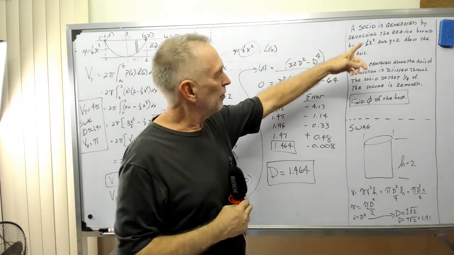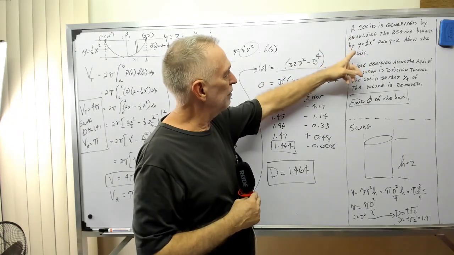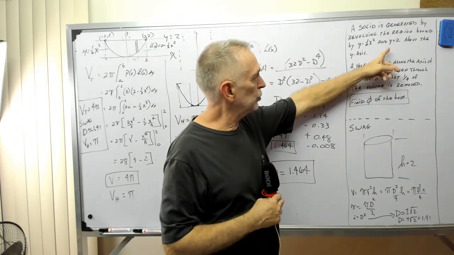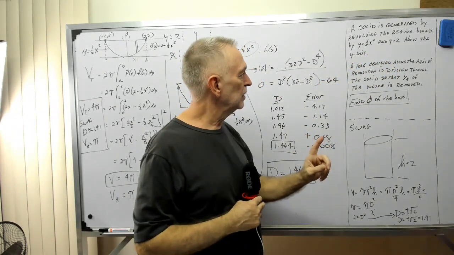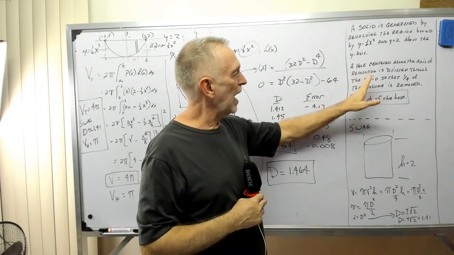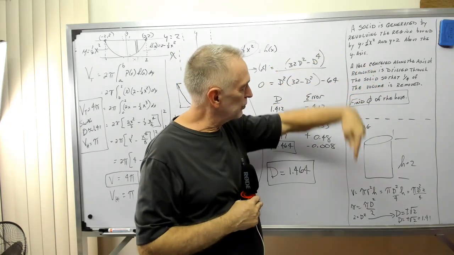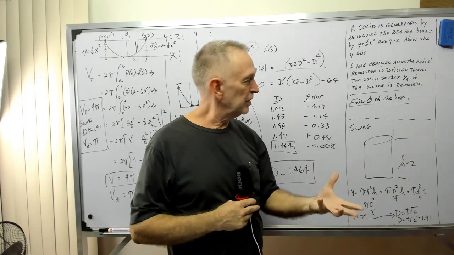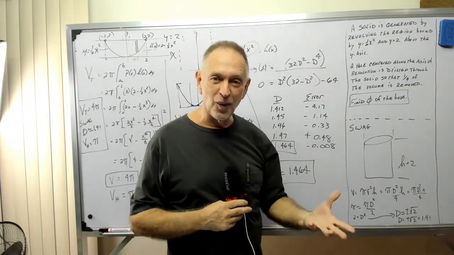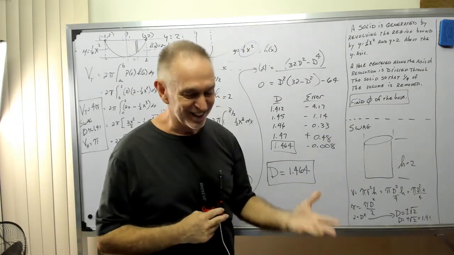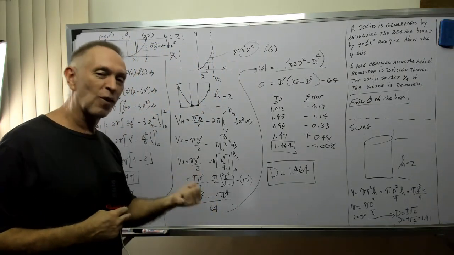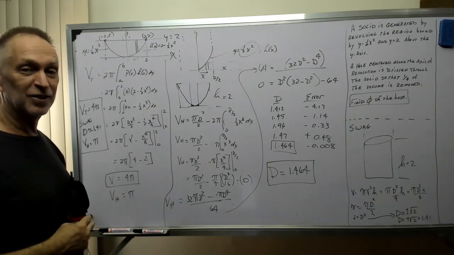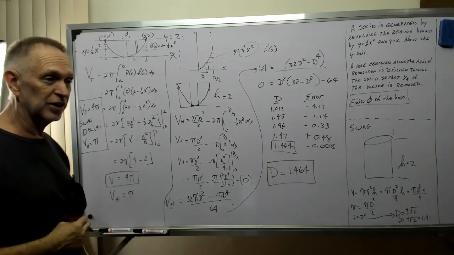Okay, I'll just read the problem. A solid is generated by revolving the region bound by y equals 1/2 x squared and y equals 2 about the y-axis. A hole centered along the axis of revolution is drilled through the solid so that 1/4 of the volume is removed. Find the diameter of the hole. Whoa, isn't that cool? That's more of a good machining problem that you might run across in your work as a mechanical engineer or civil engineer.